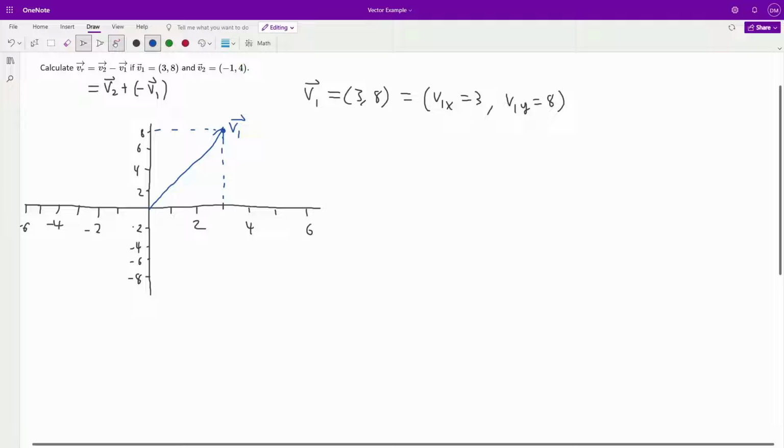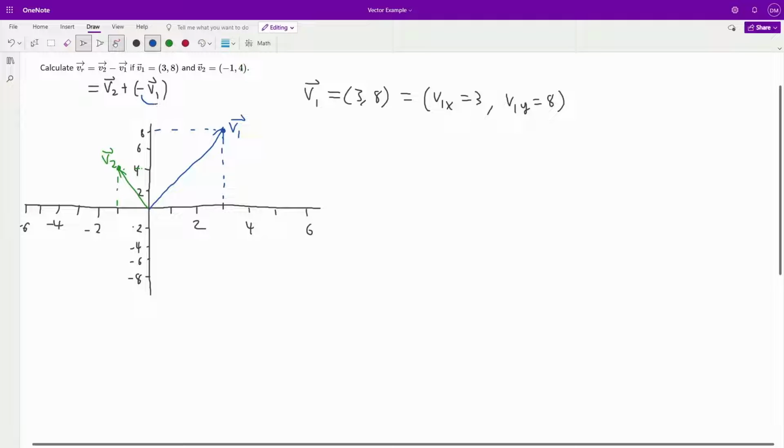And our V2 is minus 1, 4. So x is minus 1, and we go up 4. So this is going to be our V2, like that. Okay, so that's what our V1 and our V2 look like.